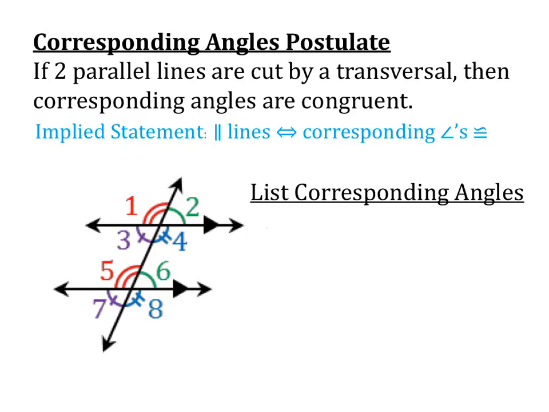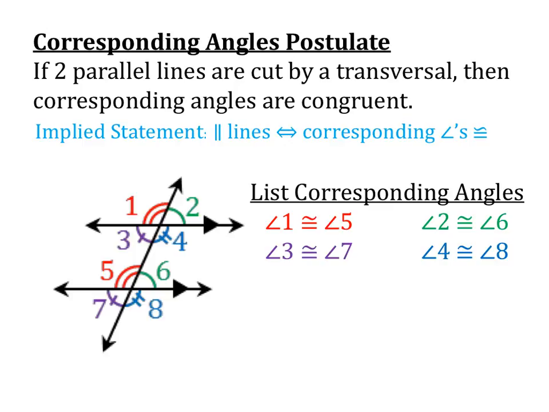So angle 1 and angle 5 are congruent. And we can say angle 1 is congruent to angle 5. We can say that angle 2 is congruent to angle 6. And we can say that angle 3 is congruent to angle 7. And we can say that angle 4 is congruent to angle 8. These are all pairs of corresponding angles.